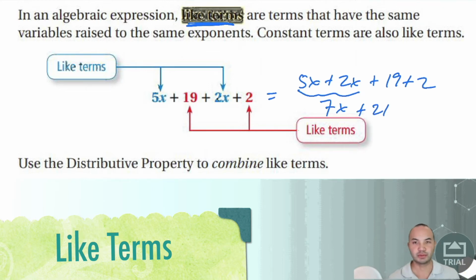Why are they like terms? Why is x like terms? So maybe think about when you're ordering something from the restaurant.